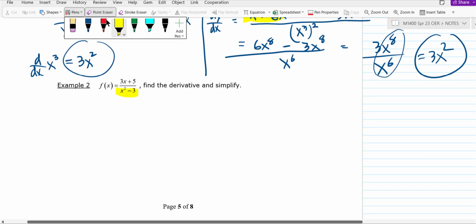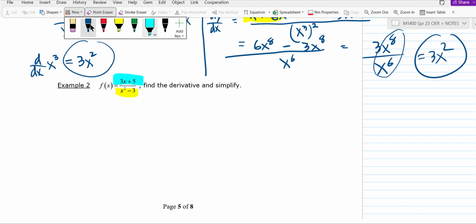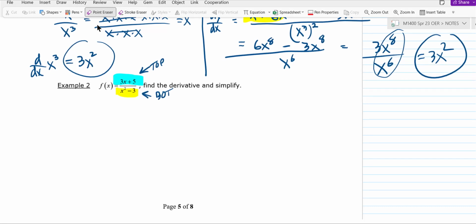Okay, so I'm going to just kind of get these two things put together. The top is going to be the 3x plus 5, and the bottom is going to be the x squared minus 3. Okay, now I'm going to write this down. I think when you learn the quotient rule, it's a good idea to just start by writing it down in symbols. But when you're doing homework and stuff, you don't have to do that. I just need to see how it's put in that quotient rule.